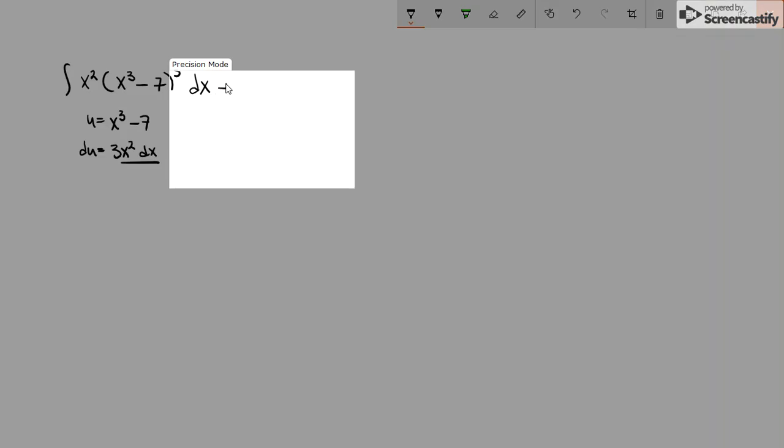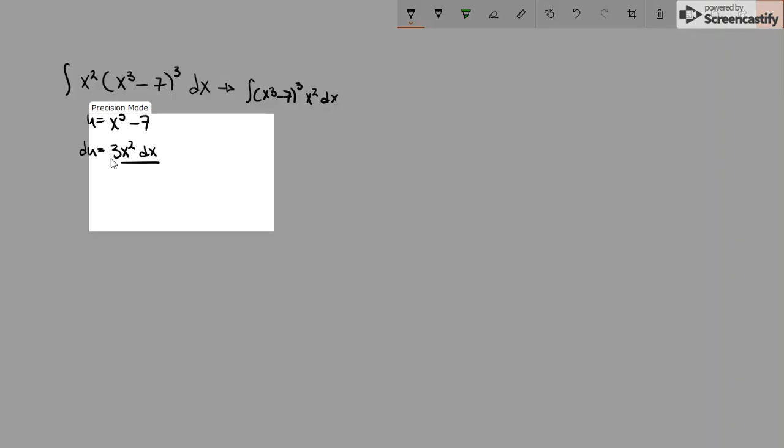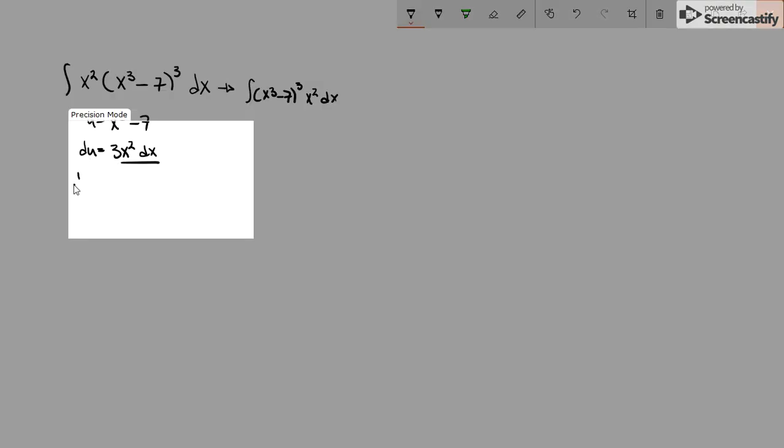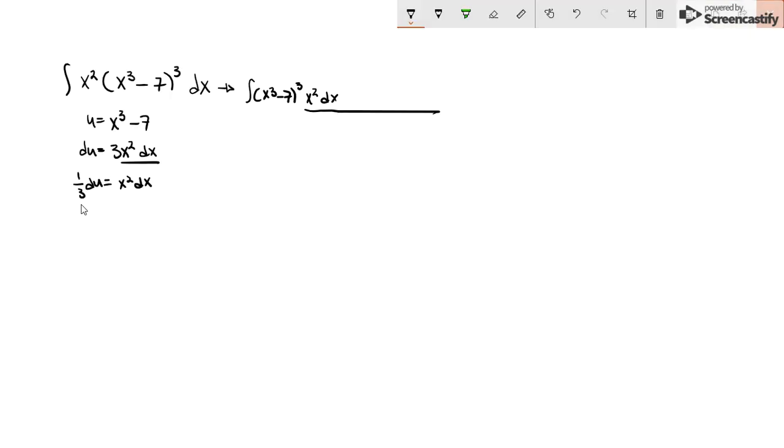So let's rewrite this integral for a second. x cubed minus 7 to the third power x squared dx. You see this x squared dx and this x squared dx? You could replace that, right? But the way you would do it is you should divide this by 3. So this would become 1/3. I like to write it 1/3 because I just find it neater. So all of this, x squared dx, could be replaced by 1/3 du, right?